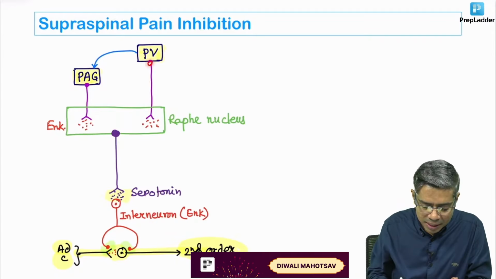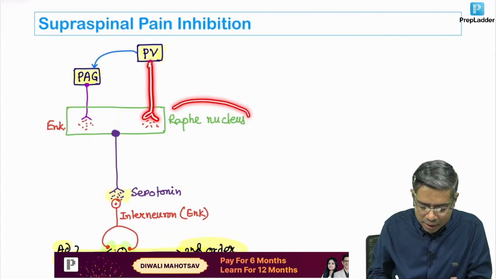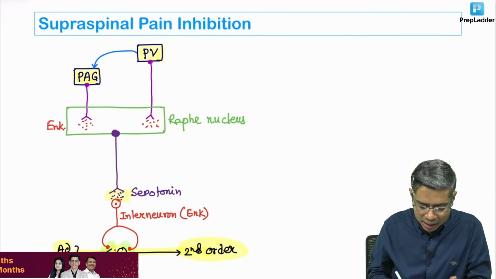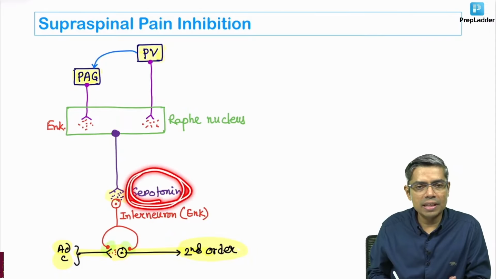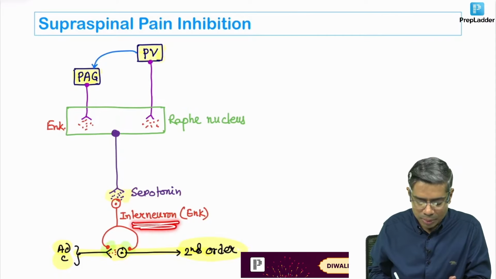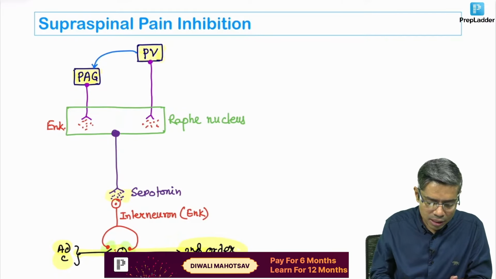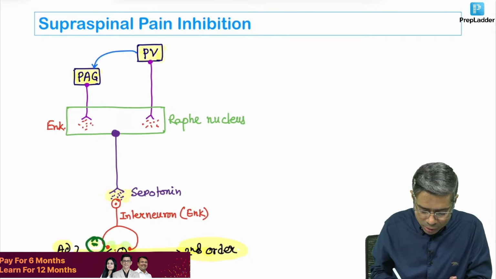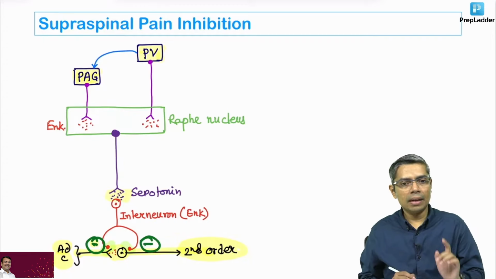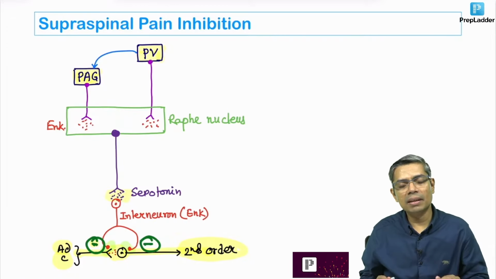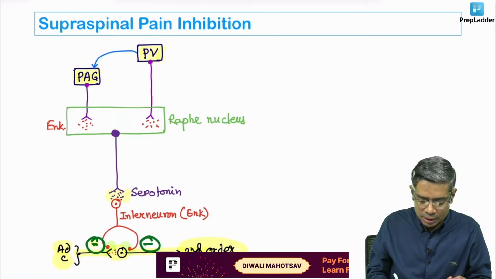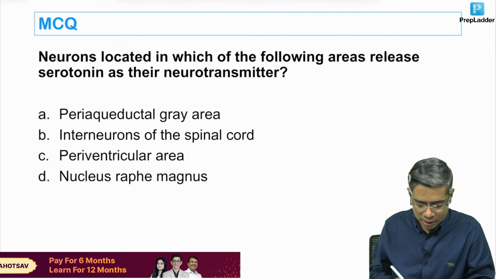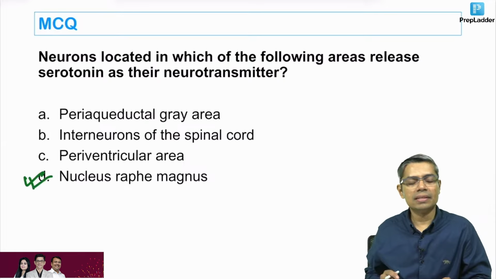they basically extend neurons to the raphe magnus nucleus. From the raphe magnus nucleus, the neuron will reach the level of the spinal cord and release serotonin. That serotonin stimulates the interneuron, and the interneuron inhibits the pain pathway at the presynaptic level as well as at the postsynaptic level. This is the mechanism of supraspinal pain inhibition. So this raphe magnus nucleus is the source of serotonin. That is why, if you look at the question here, nucleus raphe magnus is the answer.